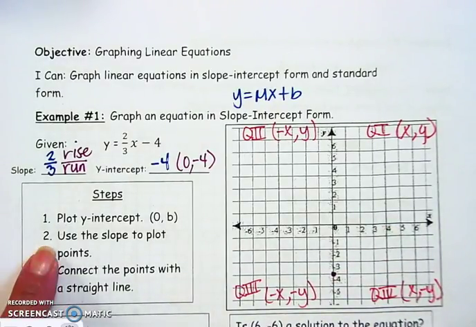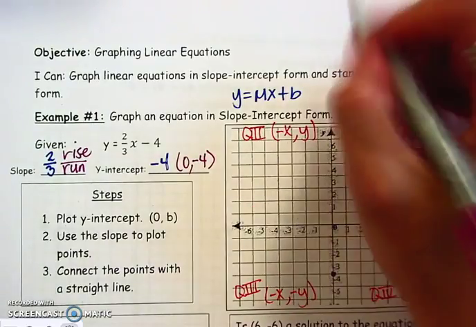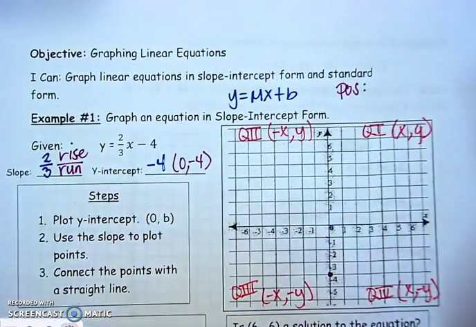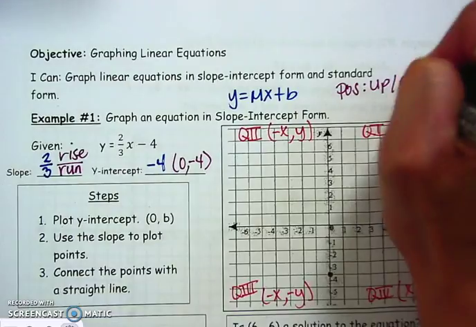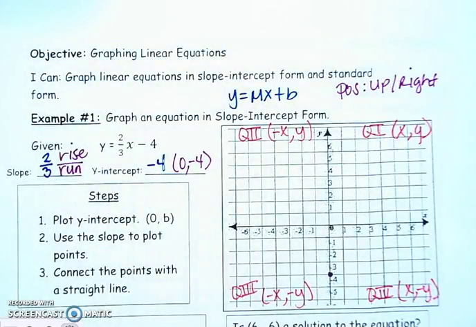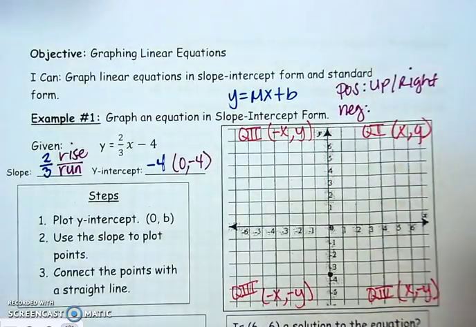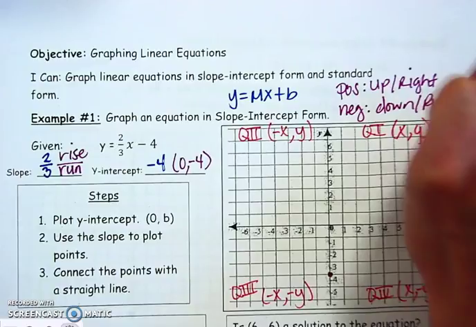From here, the steps say to use the slope to plot the points. And we know that our slope is 2 over 3. What we need to keep in mind is that if the slope is positive, we need to go up and then right. If the slope is negative, we want to go down and then right.